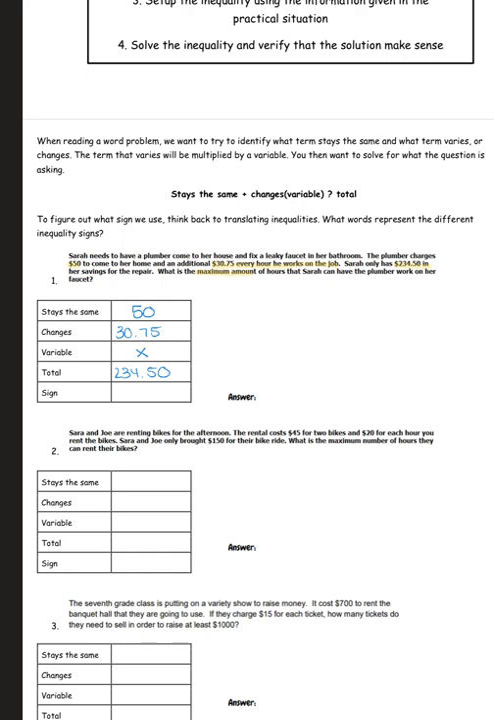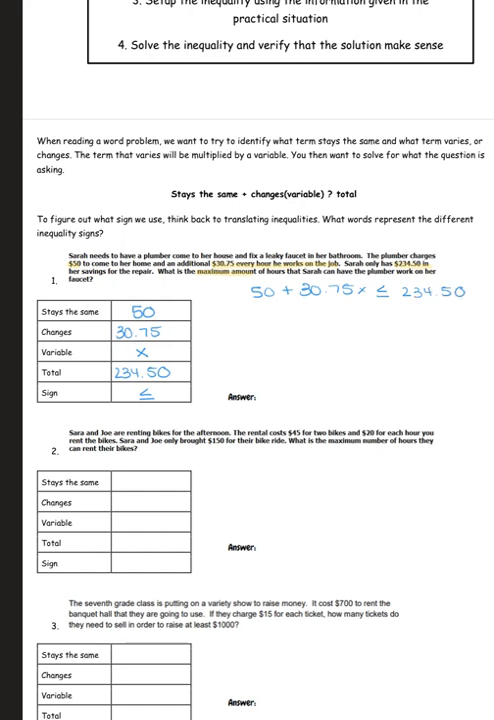And since we know that we have a maximum, if we go back to our vocabulary, maximum says it has to be less than or equal to. All right. So to set up this inequality, we have 50 plus 30.75x is less than or equal to 234.50.